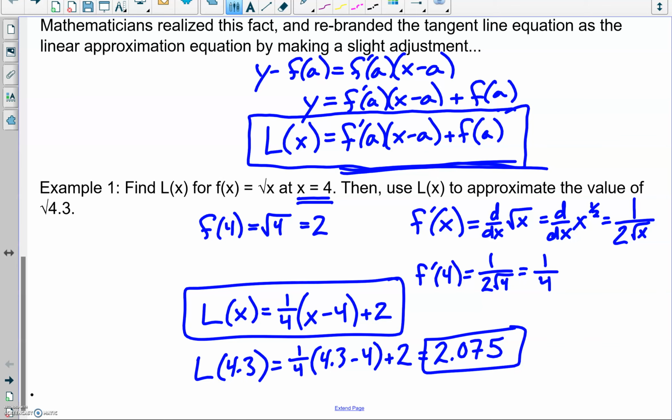And that's about all there is to that linear approximation. It's just a different way of using the tangent line equation, and they just use that L of x notation now instead of calling it a tangent line.